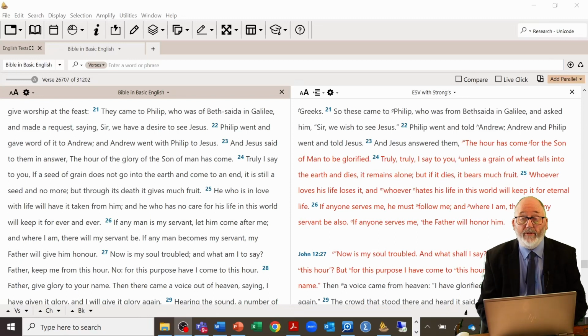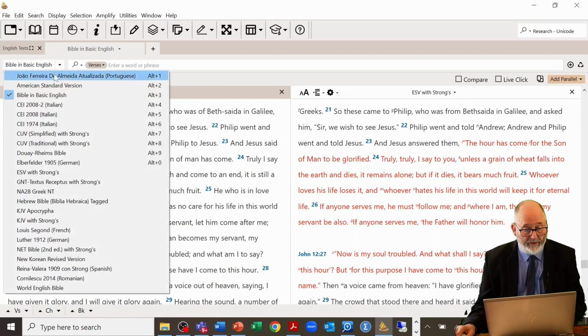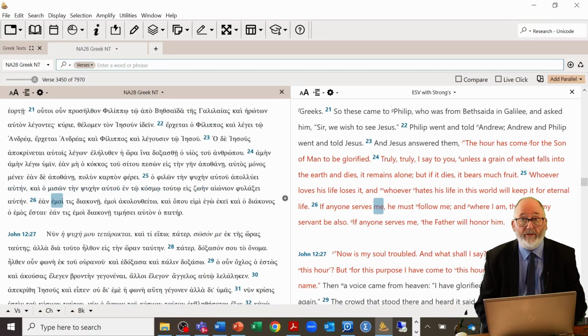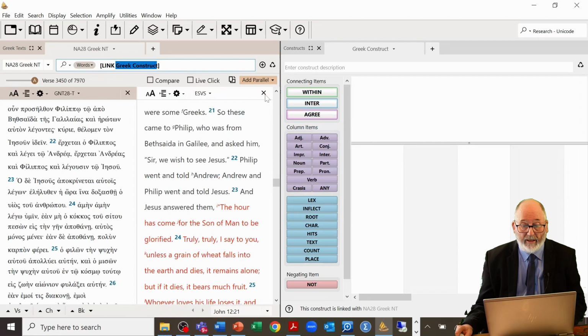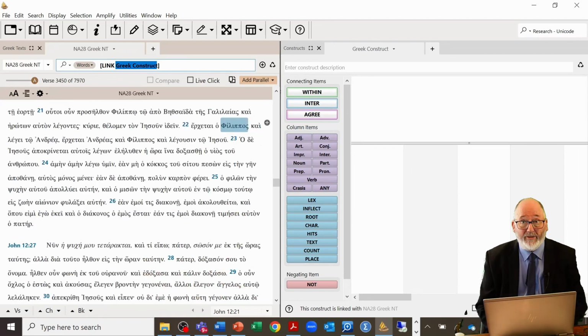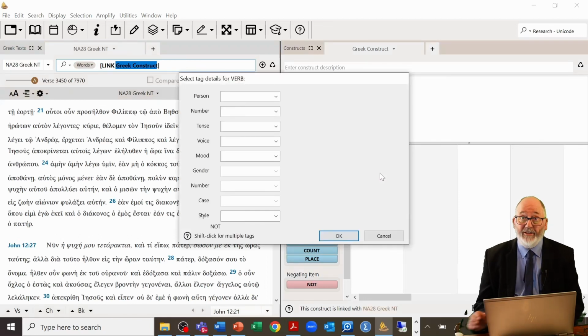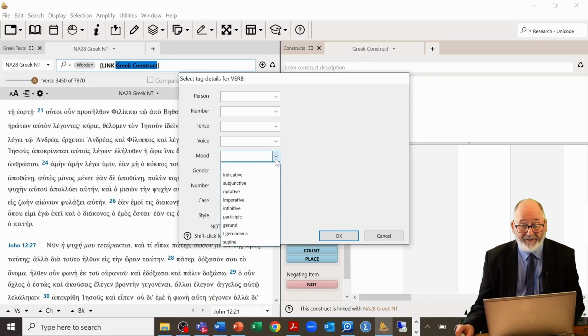This is how I would use Accordance to find the subjunctive verbs in Matthew. Well, first of all, I'd need to choose my Greek New Testament. So there is the 28th edition of the Nestle-Aland Greek New Testament. Then my next step is to press Ctrl+2, which opens up a Greek construct. Now I've discovered that leaving my English parallel translation open probably crowds the screen a bit too much. So this is one of the real nice features of Accordance. You start here with a verb, you drag it across, and then it says, well, do you want to be more specific? Do you want to choose a particular person or a particular tense, voice, or, hey, what we want, a mood. So we choose that.